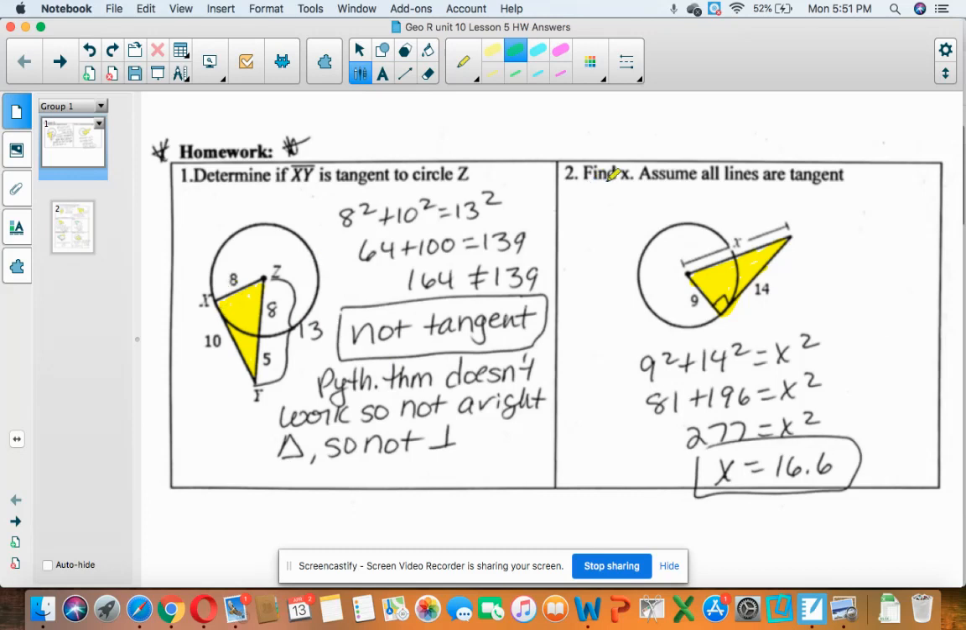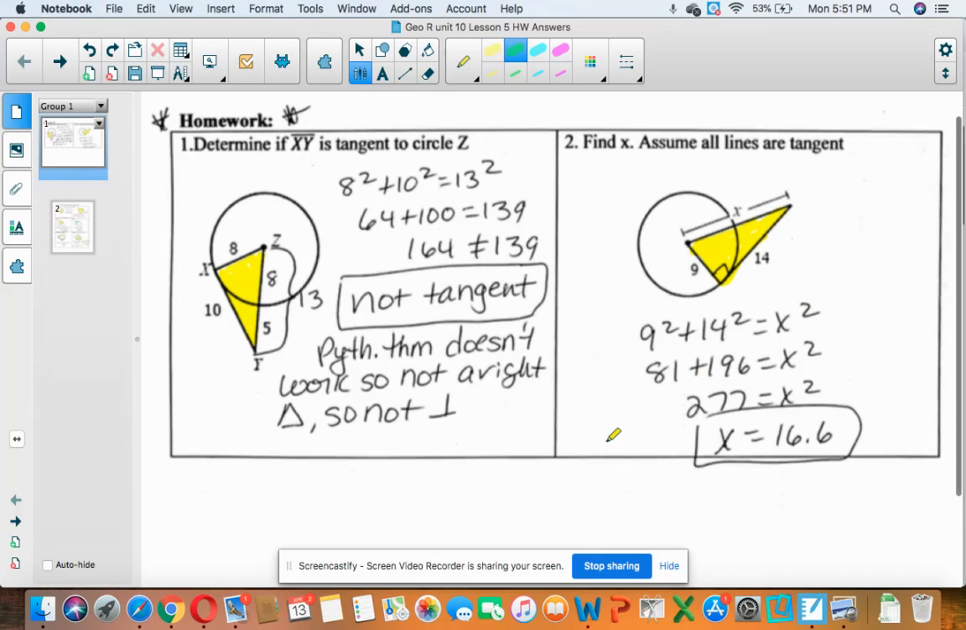Now in number 2, it's telling us it's a tangent line, so therefore that is a right angle. And they want me to find x. X is the hypotenuse. So this is a tangent, this is a radius. If it's a tangent, it must be perpendicular. Therefore, the Pythagorean theorem must work. So 9 squared plus 14 squared equals x squared. 81 plus 196 equals x squared. 277 equals x squared. So x is 16.6.